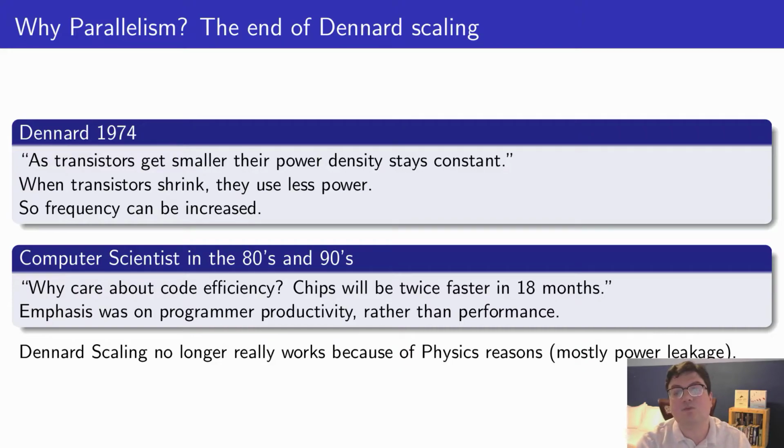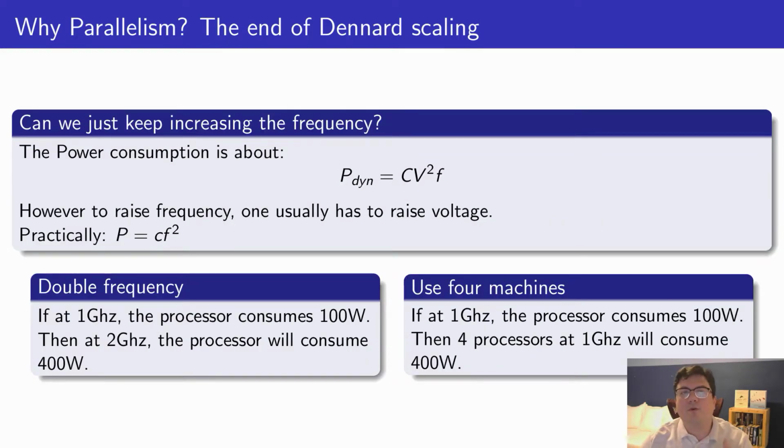Dennard scaling is one of the primary reasons why through the 80s and 90s, CPUs were getting twice as fast every 18 months. An emphasis in the tech industry at the time was to increase programmer productivity rather than the performance of applications. Unfortunately, Dennard scaling ended around 2005, and we could no longer increase CPU frequencies without also increasing their power consumption. Though, can we just keep increasing CPU frequencies without benefiting from Dennard scaling?